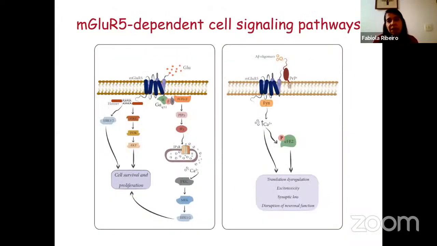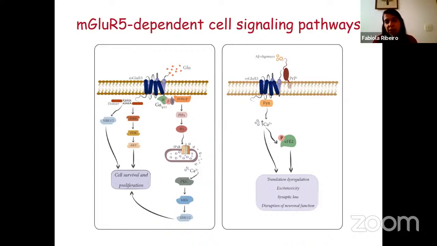So mGluR5 has quite complex cell signaling, and we can notice that as a G protein-coupled receptor, activation of mGluR5 leads to the uncoupling of the Gq proteins and activation of phospholipase C, which breaks down PIP2 in the membrane, forming IP3, which can bind to its intracellular receptors and lead to the release of calcium from these intracellular stores.